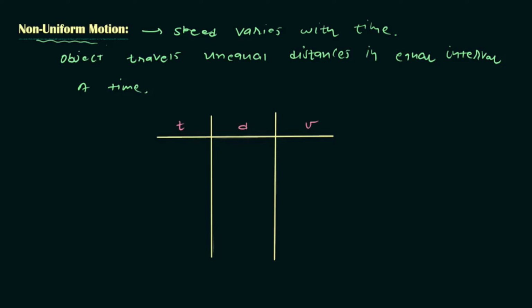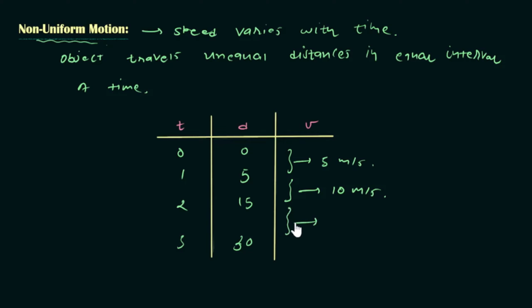In the first second, it has traveled suppose 5 meter distance. In the second, it has traveled suppose 15 meter distance. In the third second, suppose it has traveled 30 meter distance. So in the first interval of time it has a speed of 5 meter per second. In the second interval of time it has a speed of 10 meter per second. In the third interval of time it has a speed of 15 meter per second. Here you can see that in each interval of time the speed is continuously increasing.